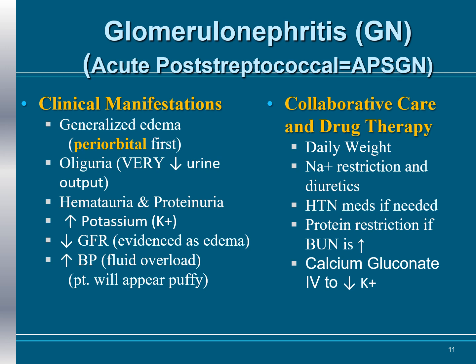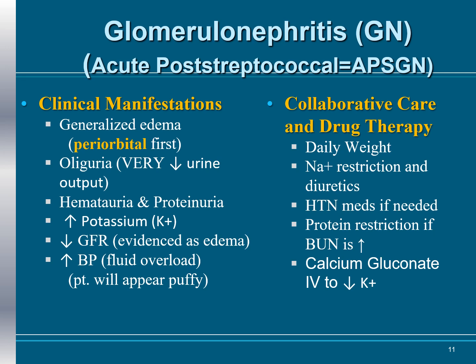Clinical manifestations usually include generalized edema, periorbital first, which is around the eyes, oliguria, which is very low urine output, hematuria, proteinuria, high potassium, low GFR, and high blood pressure due to fluid overload. This patient appears puffy. They don't appear dry like you would think with somebody that has low urine output.